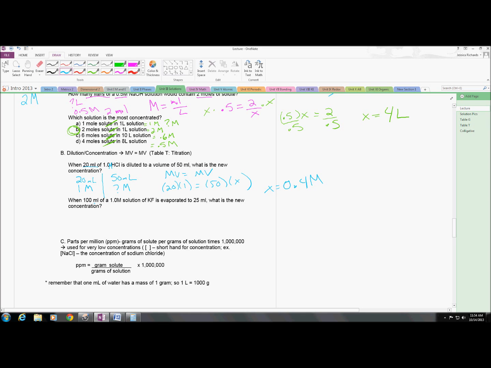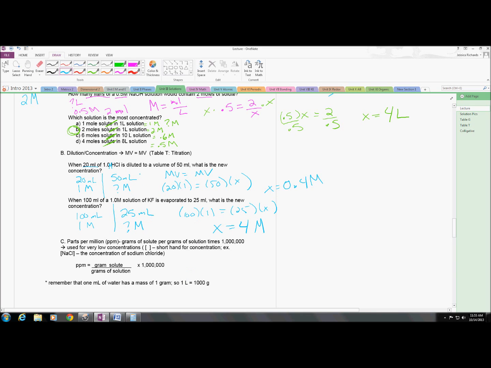Next problem. 100 milliliters of a 1 molar solution of KF is evaporated down until it has a volume of 25 milliliters. What is the new concentration? Again, we're using milliliters. You don't have to convert that volume into liters as long as both of these are milliliters. Because of the math that we're doing, the units will cancel out. So I have 100 times 1 equals 25 times X, and our answer is 4, and the units are molars.